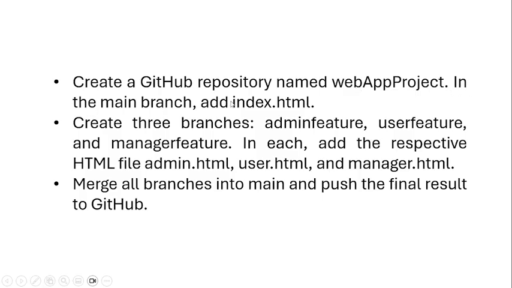In the main branch, add index.html. Create 3 branches: admin feature, user feature, manager feature. In each, add the respective HTML files like admin.html, user.html, and manager.html. Merge all the sub branches into main and push the final result into GitHub.